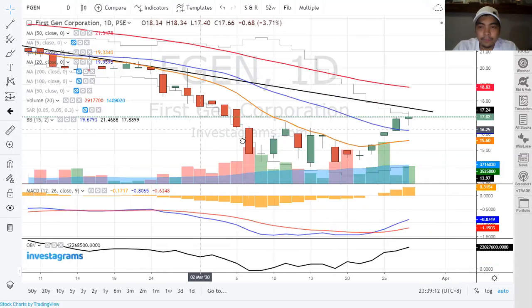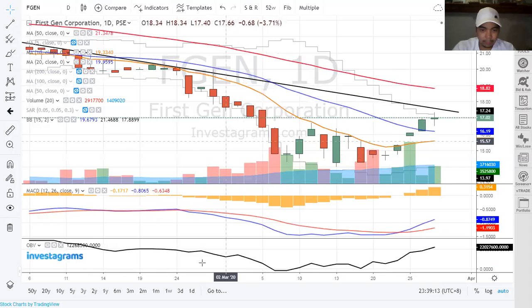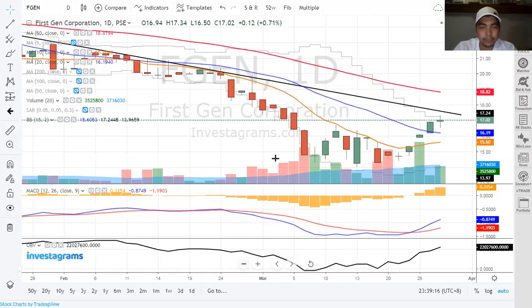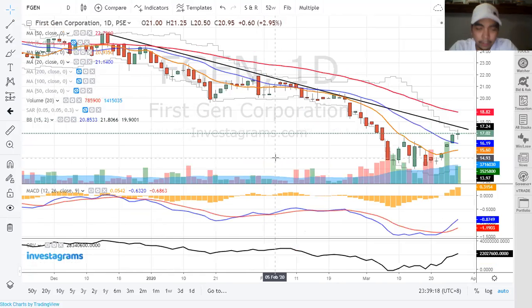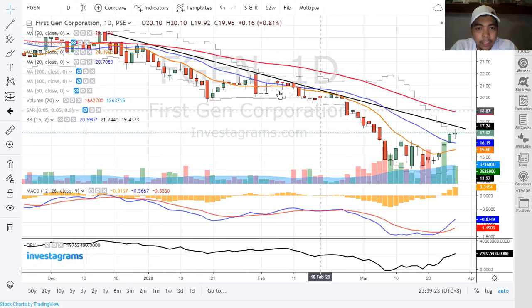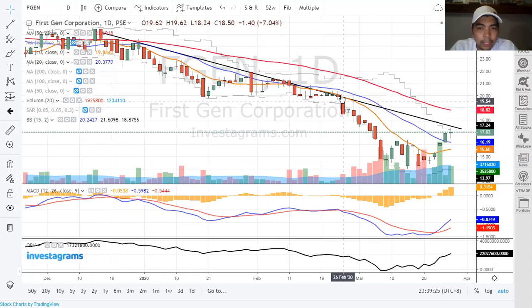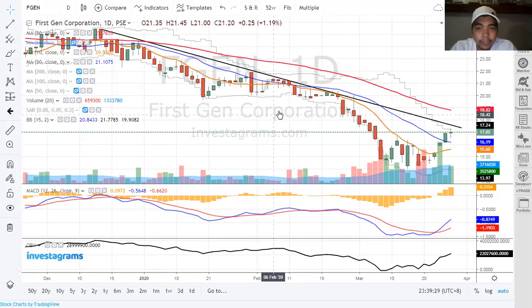For the FGen, same procedure as what we do. First, we'll check on the chart. For this one, we have a downtrend chart. It tried to break out from this resistance line, pero this is the time where the nCoV virus has already spread out, so that's why it causes this downtrend.